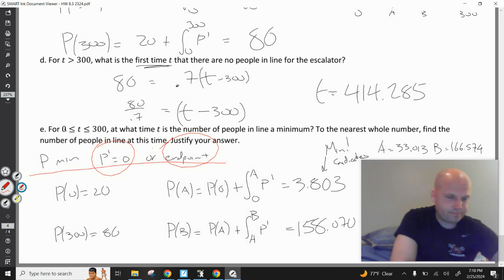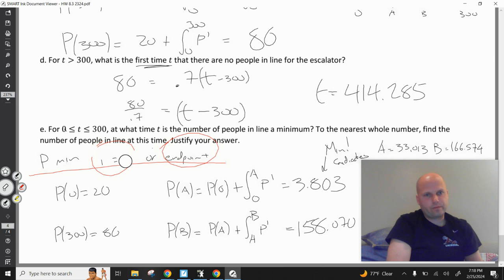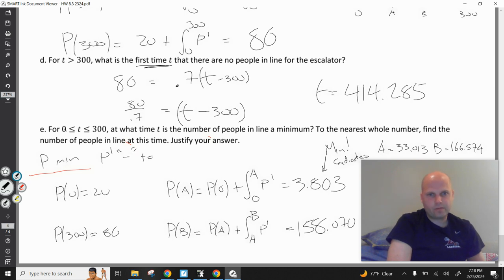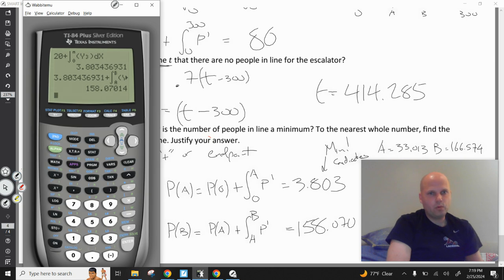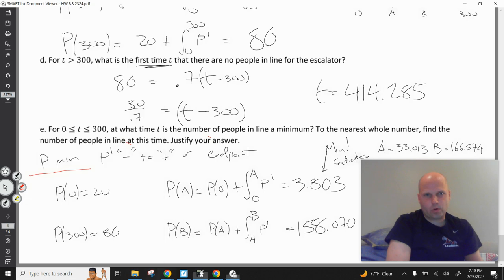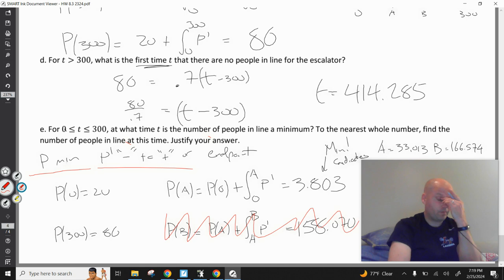I'm sorry. We could have been a little bit better. We could say P is a min when P prime changes sign from negative to positive, or an endpoint. I don't know why we'd have to worry about this. It wasn't that much extra work, but if we wrote that, we eliminate B. We didn't have to check B. We just had to check here. We didn't even have to check 20, but we have to write a statement why we're excluding checking that endpoint, and we already have it, so it's no big deal. So yeah, it's up to you.